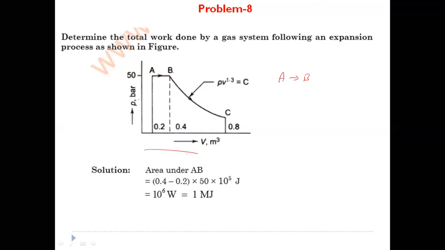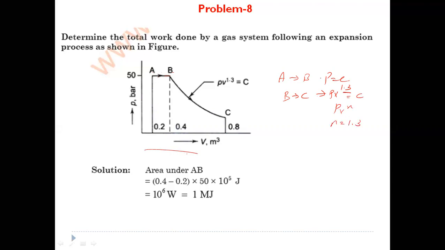A horizontal line on a PV chart means the pressure is constant. So A to B is a constant pressure process. And the B to C process is a polytropic process, PV^1.3 is equal to constant. That means it is a polytropic process where n is equal to 1.3.